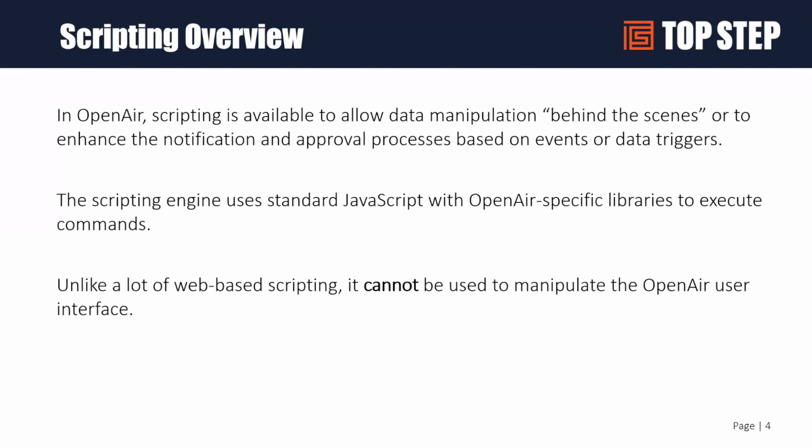So, an overview of scripting. In OpenAir, scripting is available to allow data manipulations behind the scenes or to enhance the notification and approval process based on events or data triggers. The scripting engine in OpenAir uses standard JavaScript with specific libraries to execute commands. But one of the things to note is that unlike a lot of web-based scripting, it cannot be used to manipulate the OpenAir user interface. So really, scripting is used to do a lot of data manipulation and, like we said, notifications and approvals.